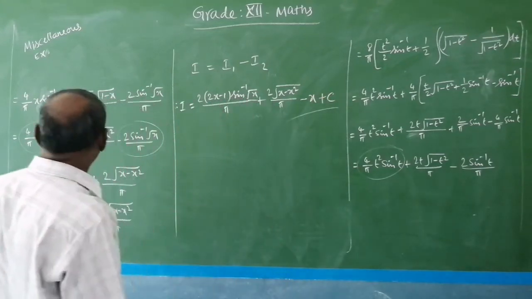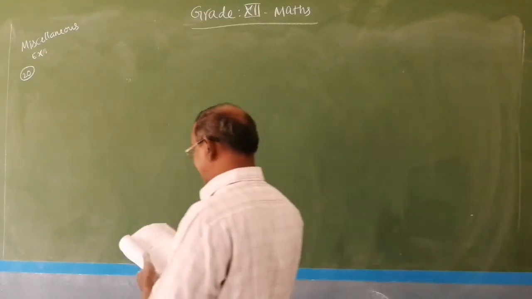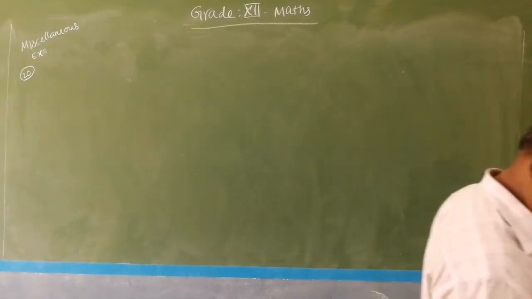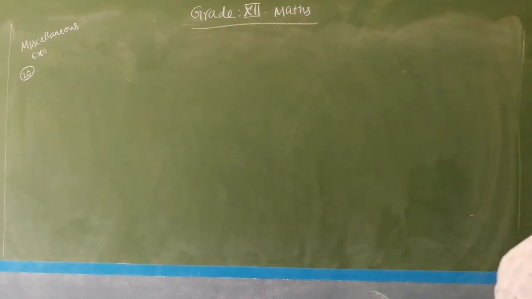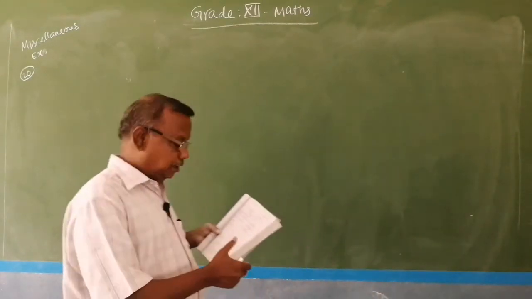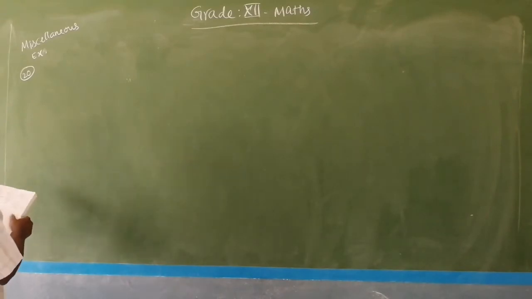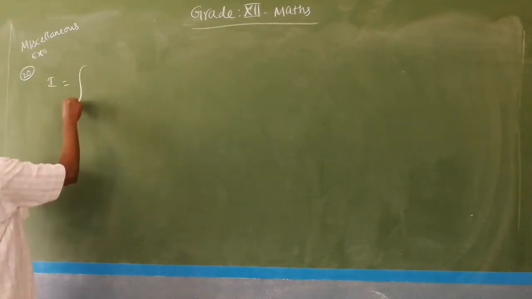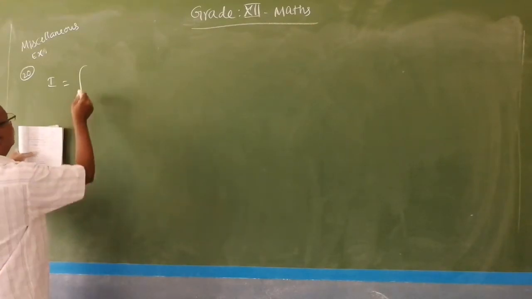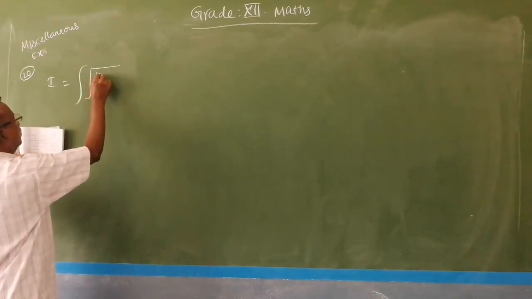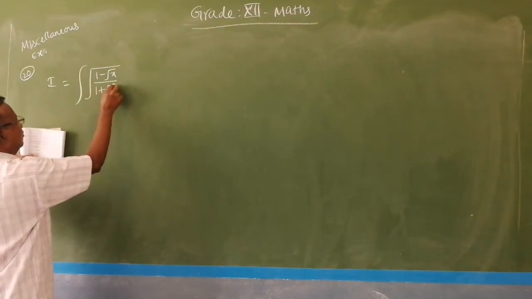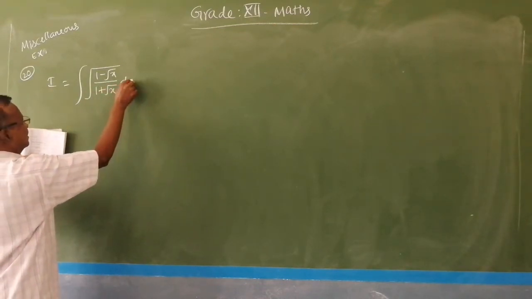So, this is the next question number 20. We are given integral root of 1 minus root x divided by 1 plus root x into dx.